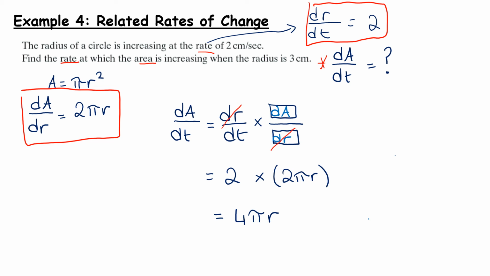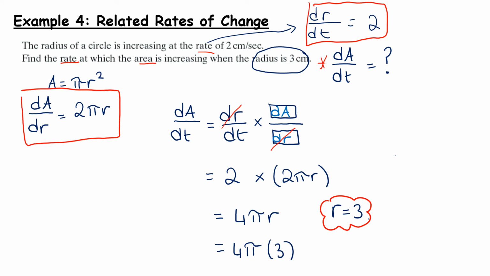Now, they've gone a step further and asked us to do this when the radius is 3. So when r is 3, we're just going to sub that in. So 4 pi 3, so we get 12 pi, and the area is going to be centimeters squared per second. You can sub in that pi. I'm going to leave it in terms of pi. If it was an exam question, they would tell you what you need to do.